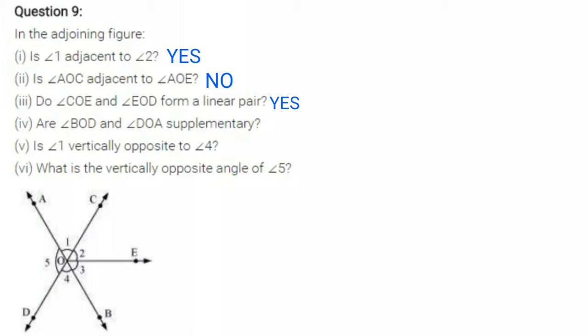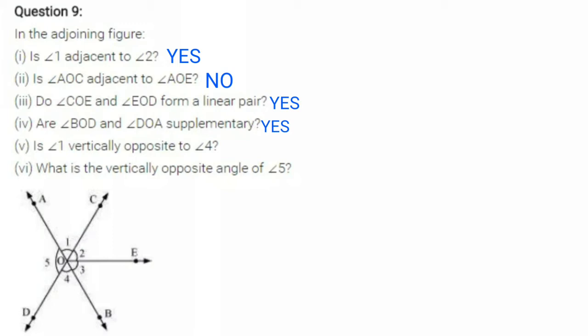Your IV bit: are angle BOD and angle DOA supplementary? Yes, because angle BOD and DOA have a common vertex O and their non-common arms are opposite to each other.